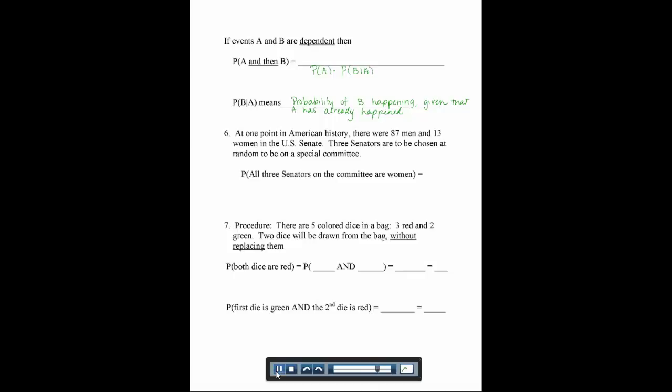So the probability that the first person chosen is a woman would be 13 out of the 100 senators. Well, now that some woman has already been chosen, we only have 12 women left out of 99 senators to pick the second person. And then for the third person, we only have 11 women left out of 98 senators.